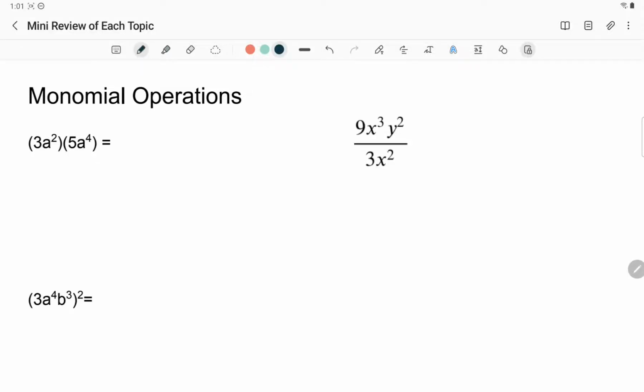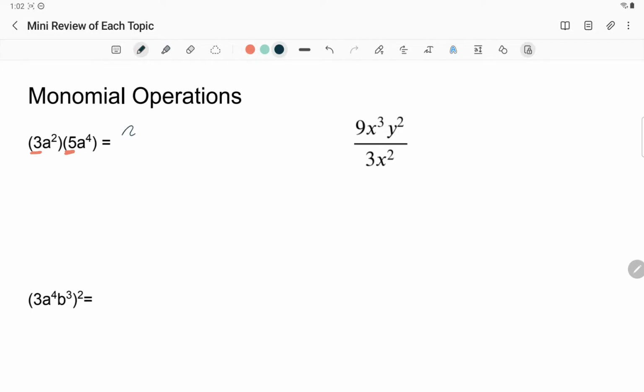Some basic monomial operations. This will look very similar to exponent laws, because that's essentially what we're going to be using, but there's a little extra that we have to be careful about. When we're looking at this first example, what we need to do is split up the question into separate parts. First, look at what numbers we have. Just the coefficients in front, we have 3 and 5. So part number 1, just multiply those two numbers together.